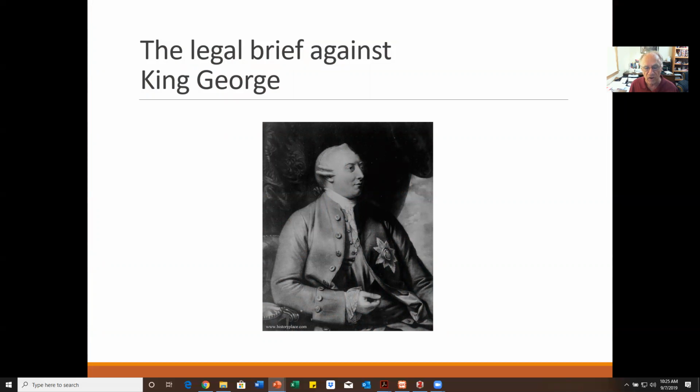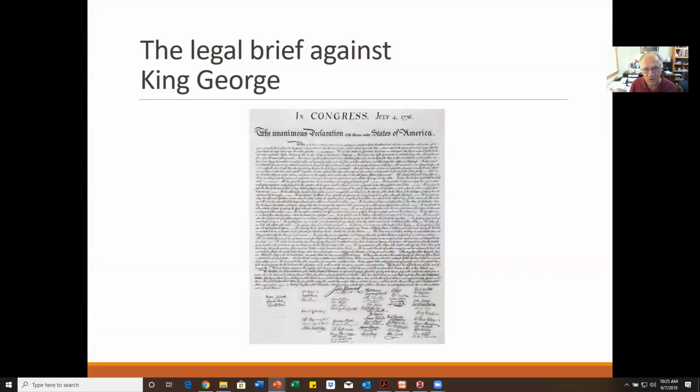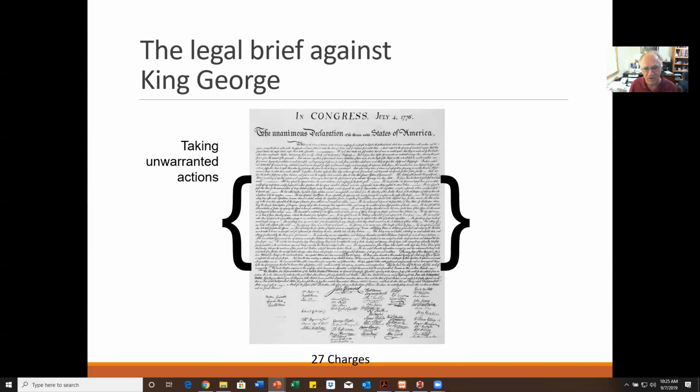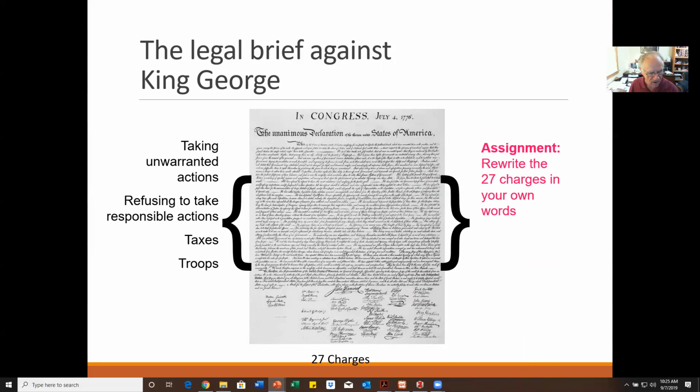They laid out the proof. Now, originally I said there were 31 and one of them was struck, actually two of them were struck. People count them differently. But if you read the Declaration now, I'm using the number 27, others do too. There's a whole list of these usurpations in the document. And it talked about them taking unwarranted actions against the colonies and refusing to take responsible actions, ignoring them, levying taxes, putting troops in their domiciles, having British troops live among them and so forth.